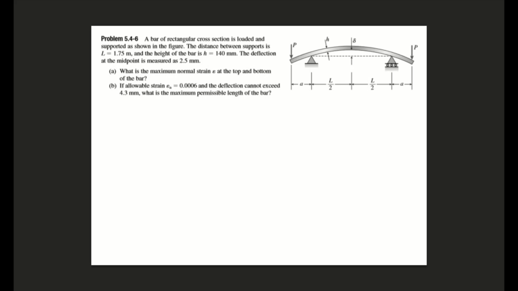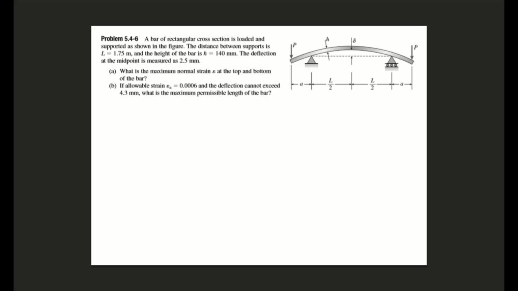So here they're talking about you have a deflection at the midpoint. They tell you what the deflection is. That's what they got right there. And in part A, they ask, what is the maximum normal strain at the top and bottom of the bar?